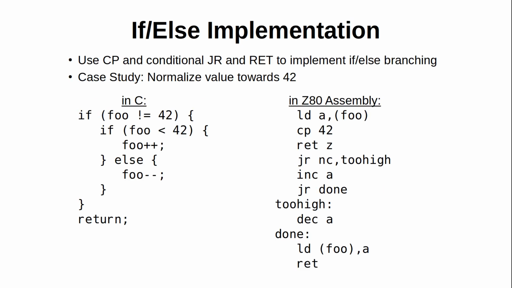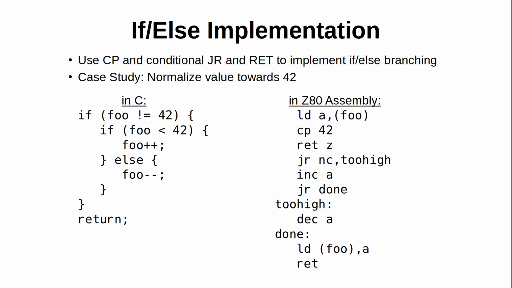The most common flow control construct in high-level languages is the if statement, which is very simple to implement in Z80 assembly using compare instructions and conditional jumps and returns. At the left, we see the body of a simple C function that normalizes a variable called foo towards a value of 42, incrementing or decrementing to get closer to it if it's not already that value. So in C, we can do this with an if statement that will be entered if foo is not already 42. Then an embedded if-else statement that will do an increment if foo is less than 42, or a decrement otherwise. At the end, we just return from the function.